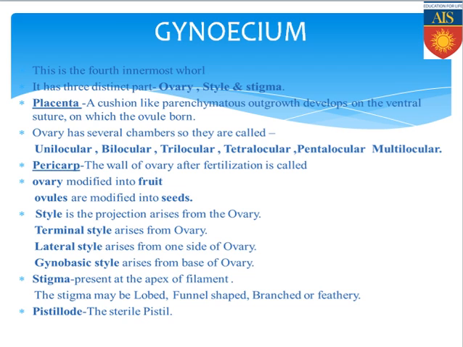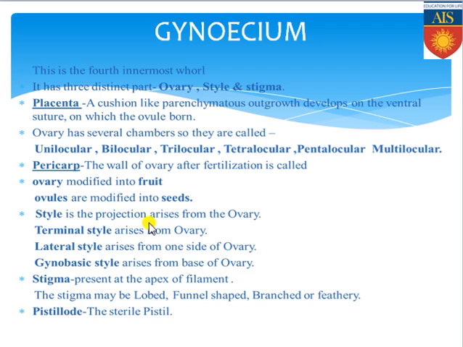If you see in any specific flower gynoecium, the wall of the ovary after fertilization is commonly known as pericarp. Why? Because the ovary will become the fruit, and inside the ovary whatever ovules are present will become seeds. So automatically the covering of the ovary after fertilization is going to make the pericarp structure. Ovary will be modified into fruit, ovules will be modified into seed. Just now I have told.